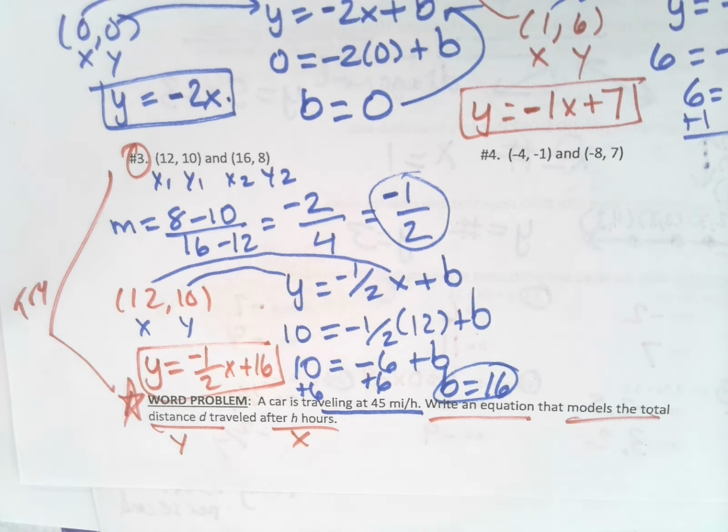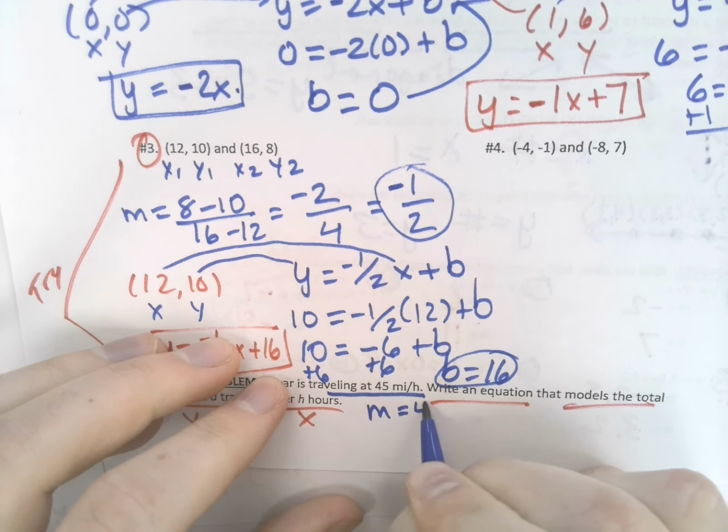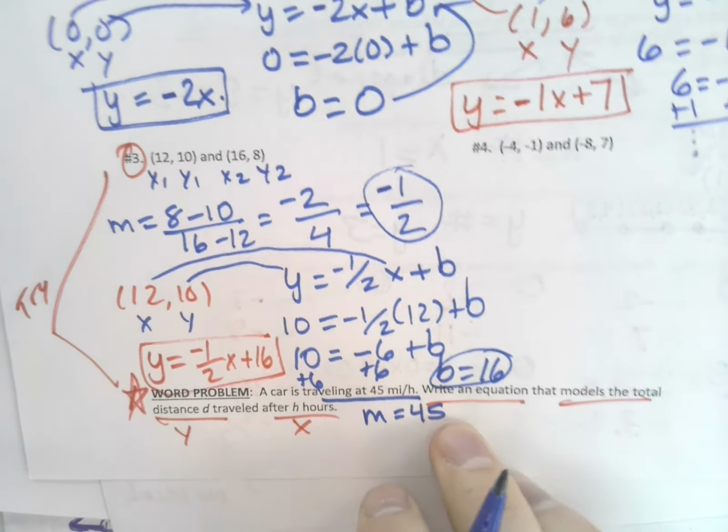And actually, what do you think this 45 miles per hour is? That sounds like a rate of change to me. And what did we say rate of change is really another word for? Slope. Did they give us the slope? Yes, they did. M is 45. That's our rate of change. That's how much this thing's changing.